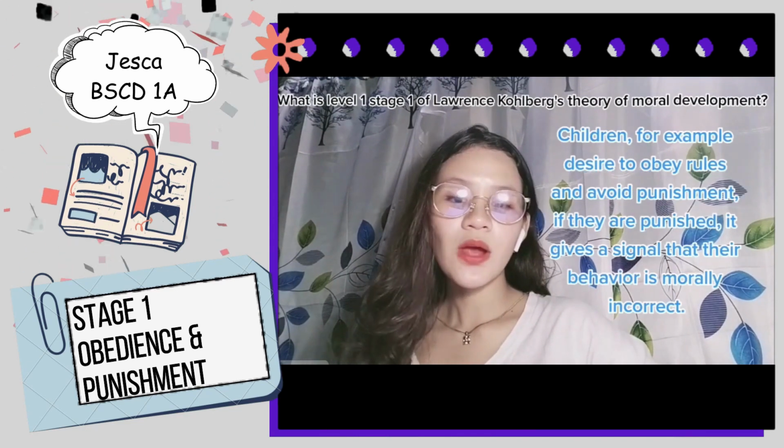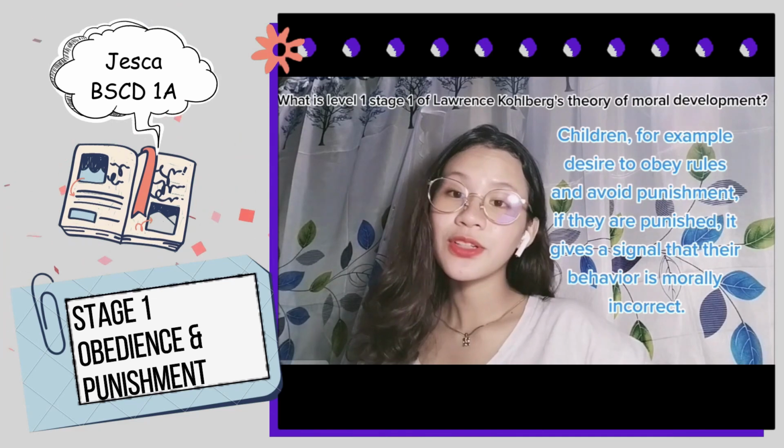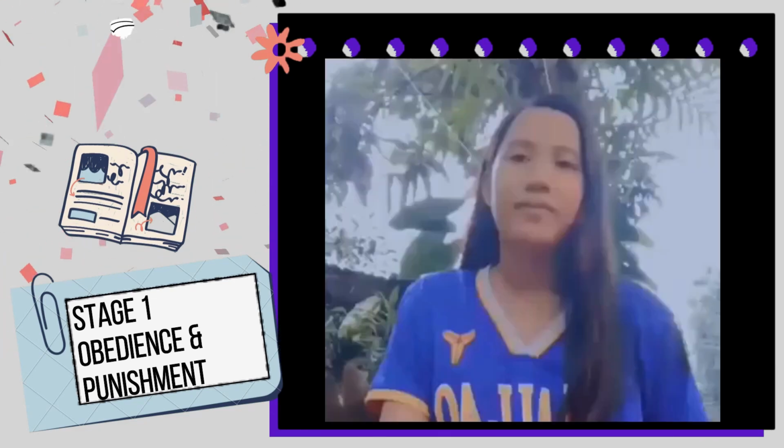Children, for example, desire to obey rules and avoid punishment. If they are punished, it gives a signal that their behavior is morally incorrect.